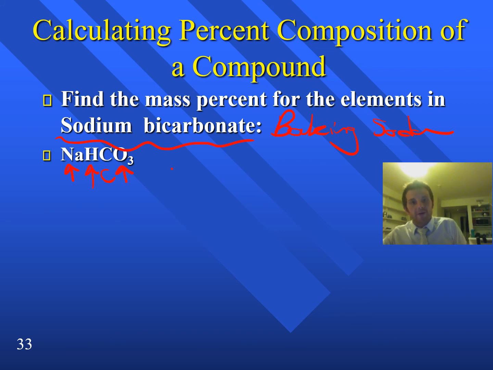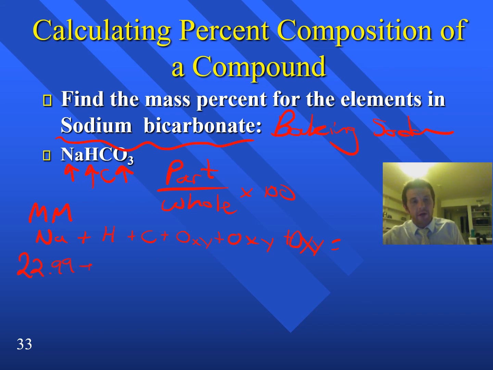So remember, we have part divided by a whole times 100. So the whole in this case is going to be the molecular mass of sodium bicarbonate. So I'm going to just do sodium plus hydrogen plus carbon plus oxygen plus oxygen plus oxygen. Just forgot my O. One last time. And these are all numbers off the periodic table. So after looking at the periodic table, we're looking at average atomic mass.